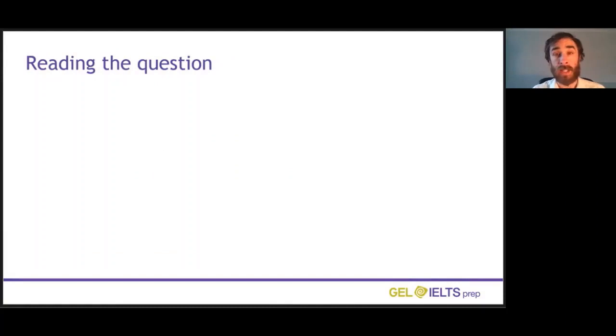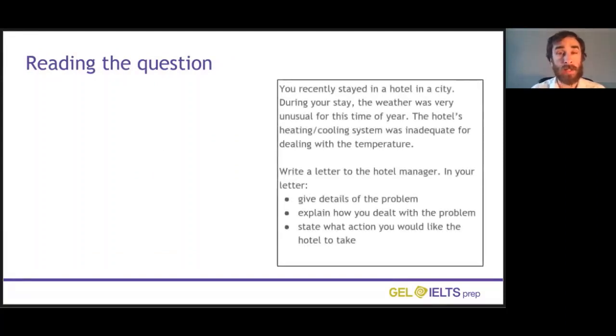We're going to look at an example question for this type of letter. Let's read the question. You recently stayed in a hotel in a city. During your stay, the weather was very unusual for this time of year. The hotel's heating or cooling system was inadequate for dealing with the temperature. Write a letter to the hotel manager. In your letter, give details of the problem, explain how you dealt with the problem, and state what action you would like the hotel to take.